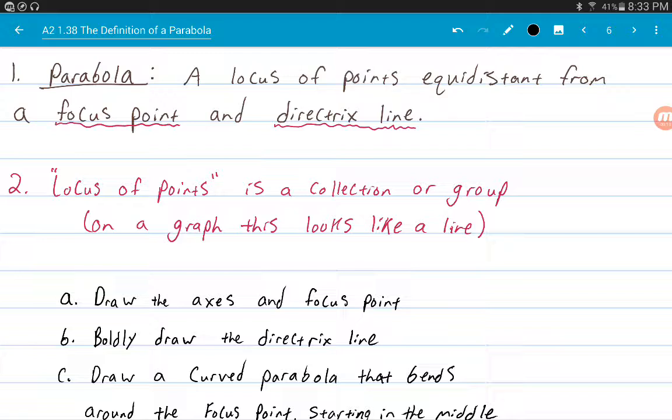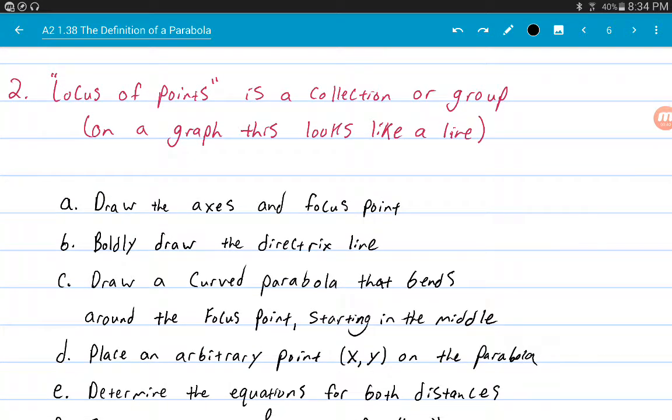A parabola is a locus of points, a collection of points, that are equidistant from a focus point and a directrix line. Now, the definition is what allows us to find the equation, because it's only with the equivalence of these two being equidistant that allows us to set y equal to the distance formula, etc. You'll see if you're not comfortable with that. I'm going to do an example now.